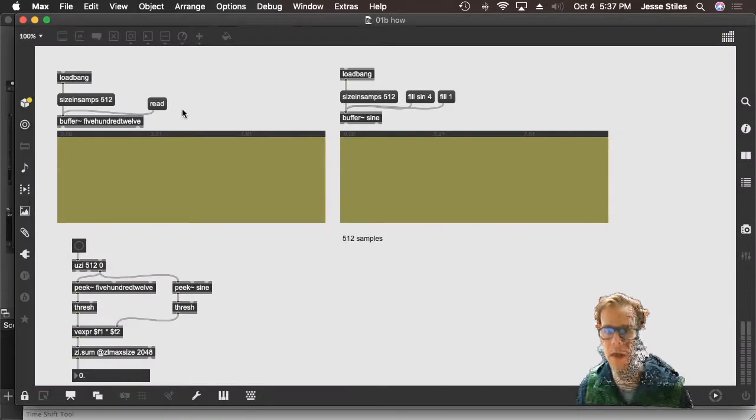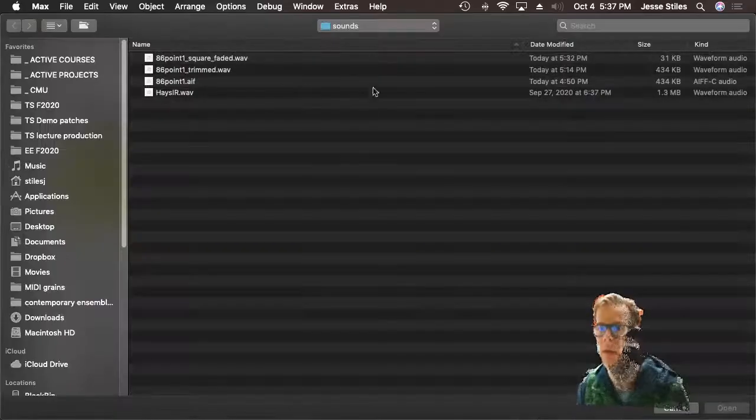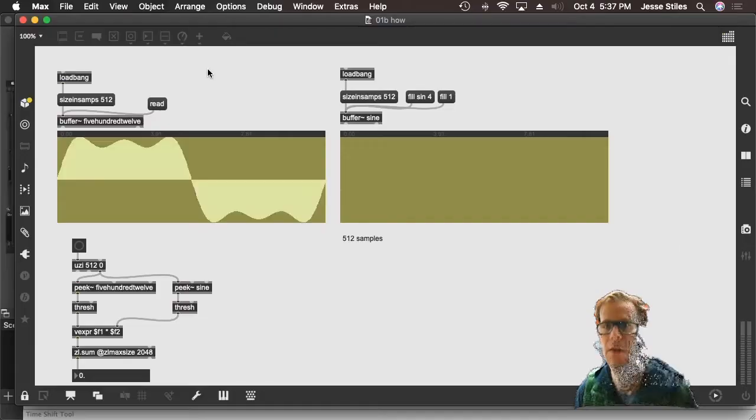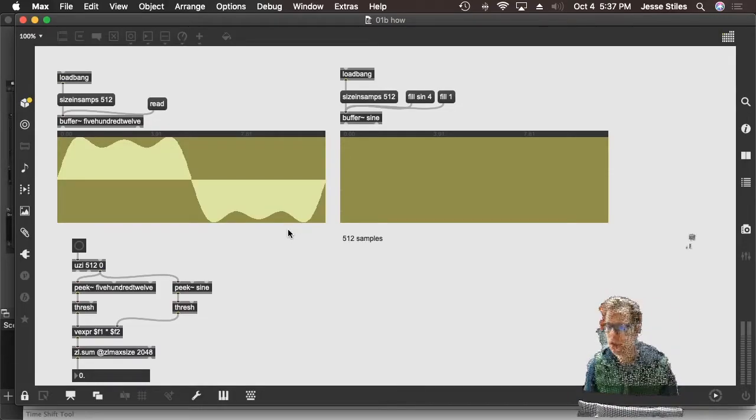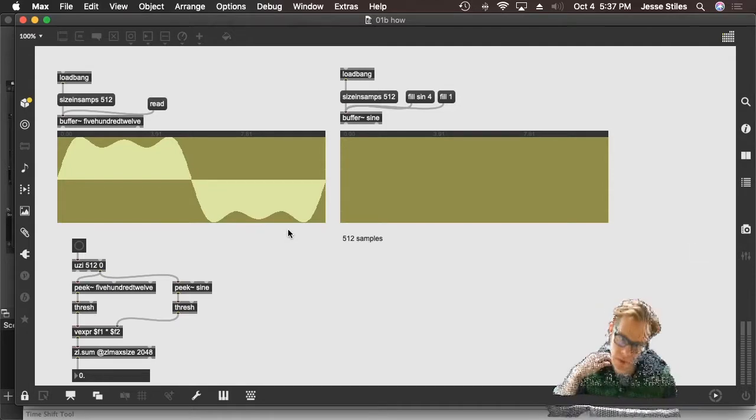So back here in Max, I've got a buffer. I've set the size of this buffer to exactly 512 samples, which is the default size of an FFT. And let's load this trimmed version of our signal. You can see that the signal fits perfectly inside this window of time, which is 512 samples.